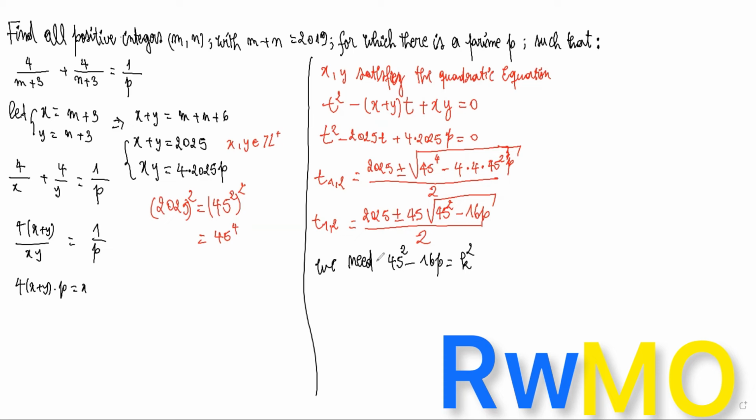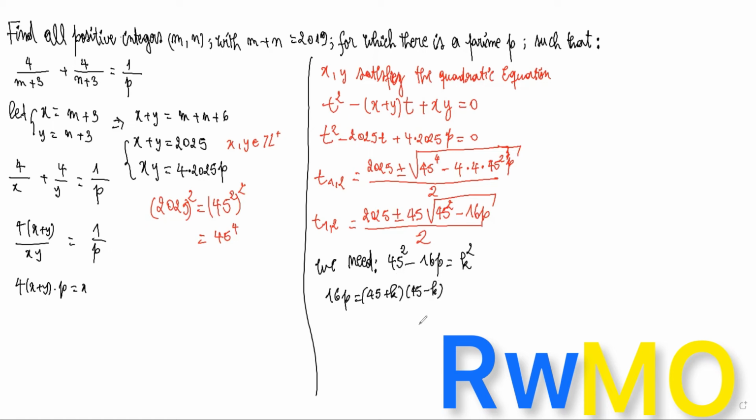So from here, we can just move things around and factorize. We get 16p equals 45 squared minus k squared, which is just a difference of two squares, which can be factored as 45 plus k times 45 minus k.